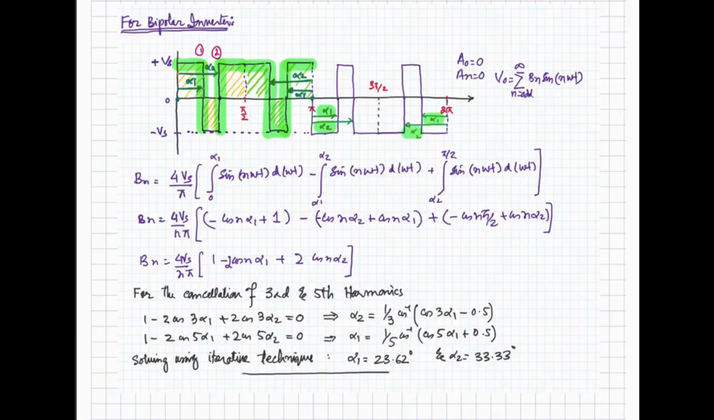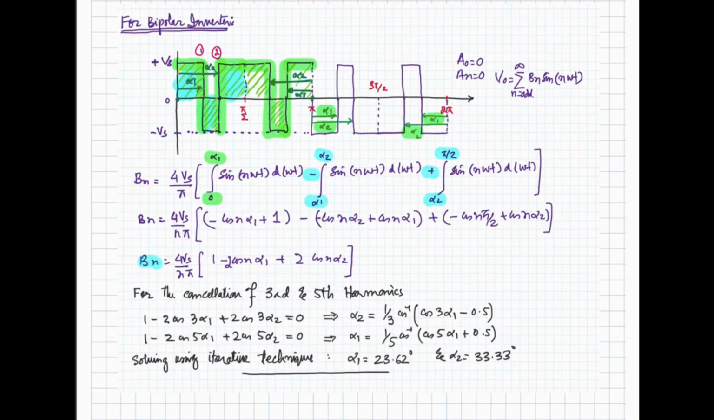For this one, if I write down the expression for Bn, it will start from 0 to alpha 1, the first part, that is this portion. Then the integration of this portion, from alpha 1 to alpha 2, but in this our sign will be negative because our output voltage is minus Vs. And then from alpha 2 to pi by 2 our output voltage will be plus Vs, so our sign will be positive for this integration. If we simplify this, I can write down the Bn with the help of this expression.